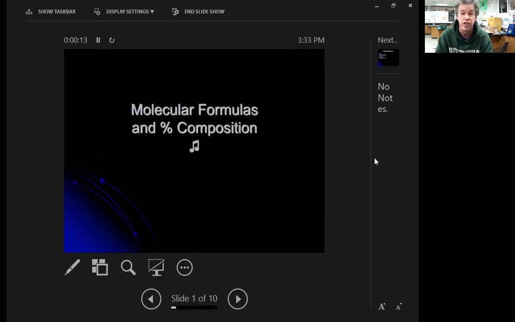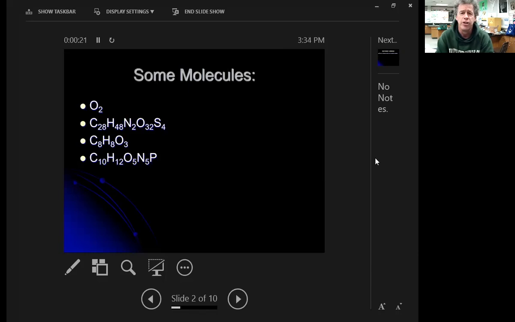So we're going to start, again, talking about molecular formulas and percent composition today, as well as introduce the mole. Now, when you're just looking around, there's lots of molecules around you. So here are some examples. O2, which is oxygen gas, which is what we breathe to do cell respiration to get energy. There's C28, H48, N2, O32, S4.